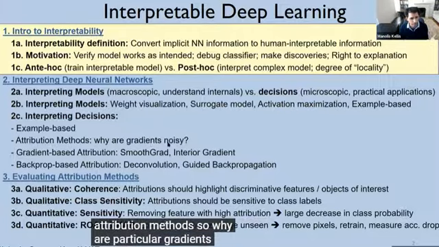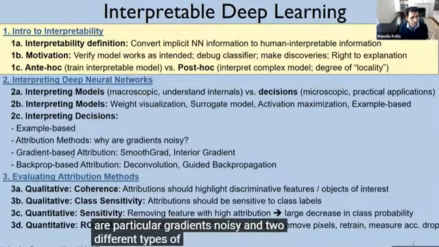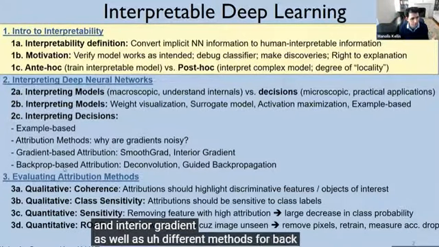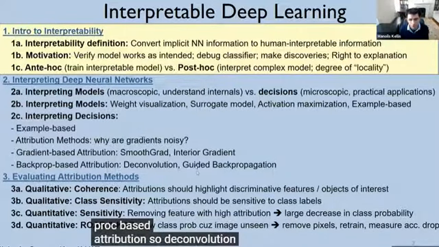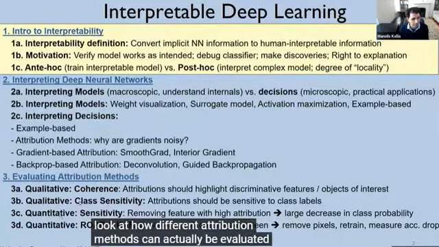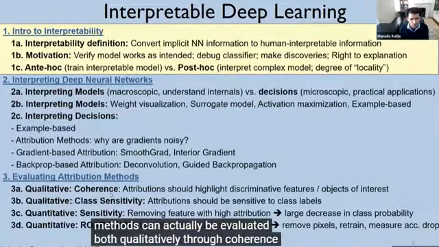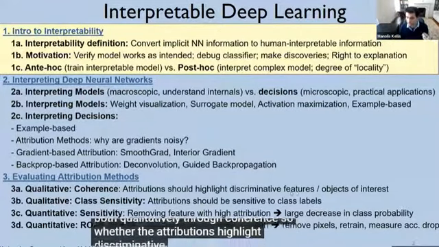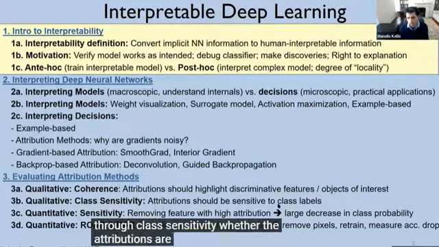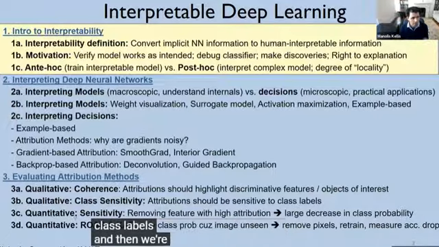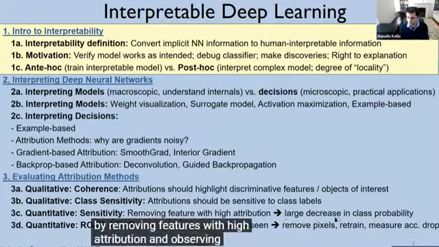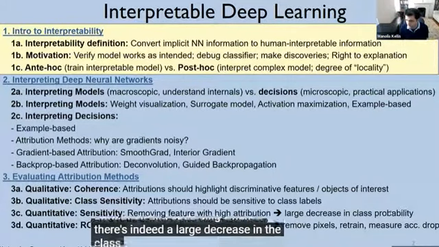So why are particular gradients noisy? And 2 different types of gradient attribution, both smooth grad and interior gradient, as well as different methods for backprop-based attribution, so deconvolution and guided backpropagation. And then we're going to look at how different attribution methods can actually be evaluated, both qualitatively through coherence, so whether the attributions highlight discriminative features and objects of interest, and through class sensitivity, whether the attributions are sensitive to particular class labels. And then we're going to look at quantitative sensitivity by removing features with high attribution and observing whether there's indeed a large decrease in the class probability.